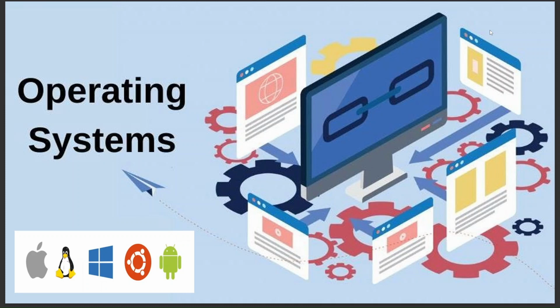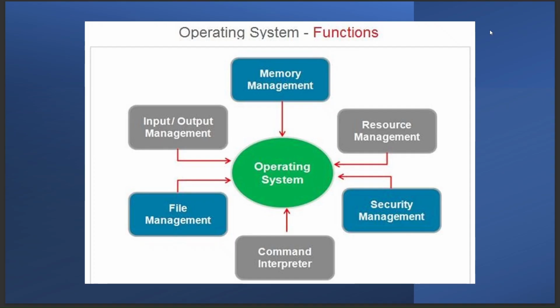Okay, now what is the role of operating systems? Operating systems manage system resources and provide a user-friendly interface for interacting with the computer. There are different types of operating systems for the computer, like Mac OS, Linux, Windows, Ubuntu, and so on. The operating system handles tasks such as memory management, resource management, security management, command interpretation, file management, and also input-output management.